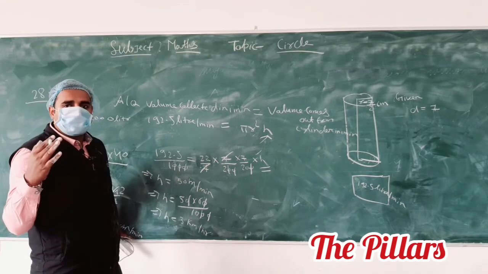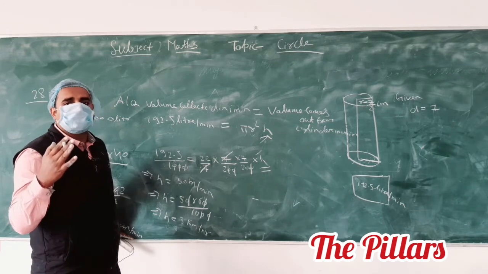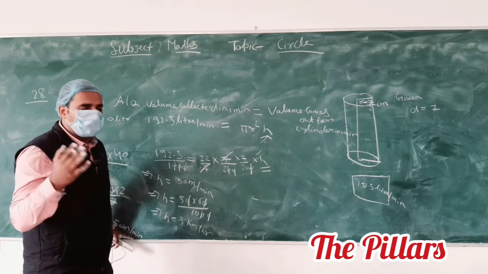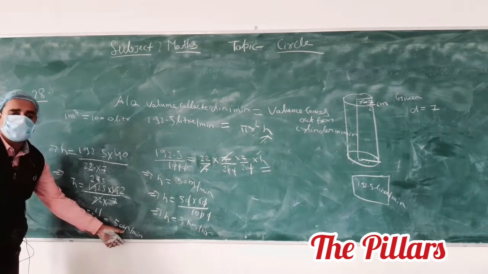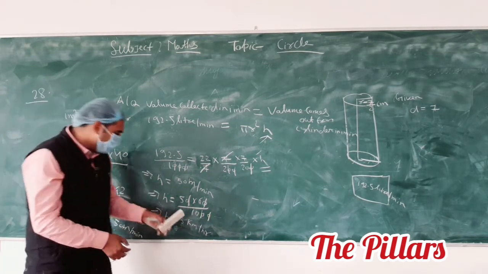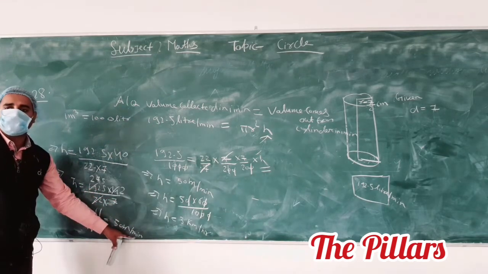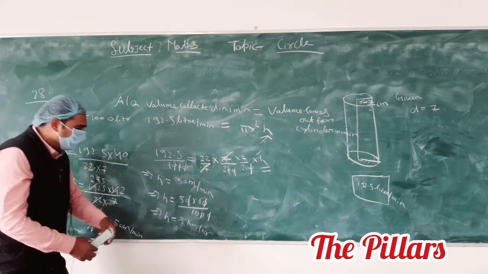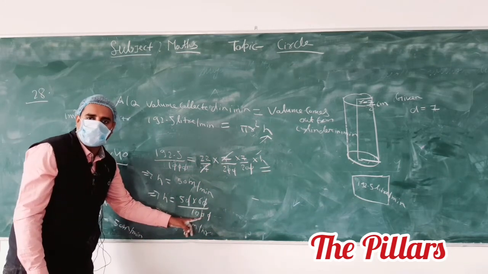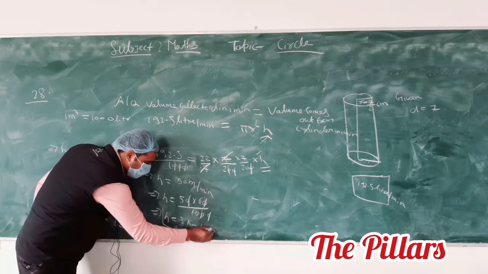But the question asks you to convert this. You have to calculate the speed in kilometer per hour. To convert meter to kilometer, we divide by 1000. To convert minute to hour, we multiply by 60. So multiply by 60 upon 1000. This will be 3 kilometer per hour. In this question, does anyone have any doubt?